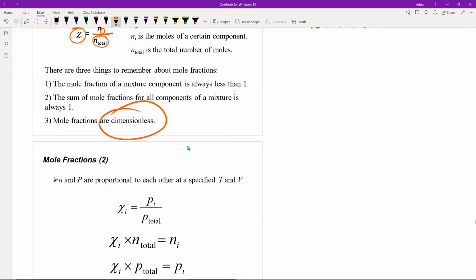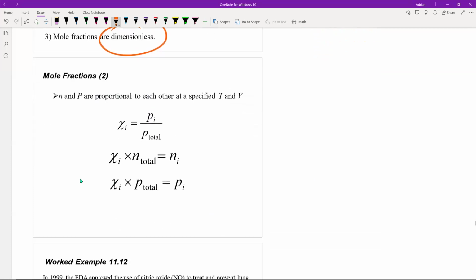So what we find is that for gases the number of moles and the pressure are proportional to each other at specified temperature and volume. So what we can say then is, in addition to the mole fraction being equal to the number of moles of i over n total, we can also say that the mole fraction of i is, we get the same number if you divide the pressure of i by the total pressure in that sample.